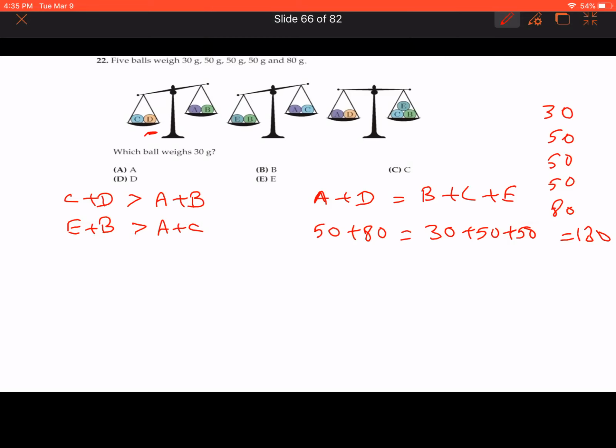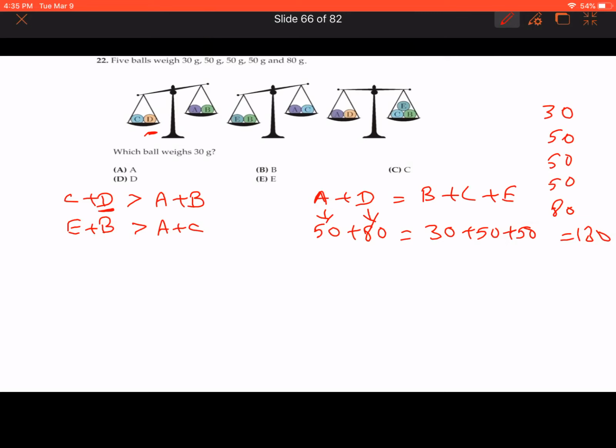I couldn't find A at all in the pan of the heavier pans. Of the two heavier pans, I can only see D, right? So I guess that D is going to be the 80 and A is going to be 50. I'm just fixing it like this and I'm moving with the problem.